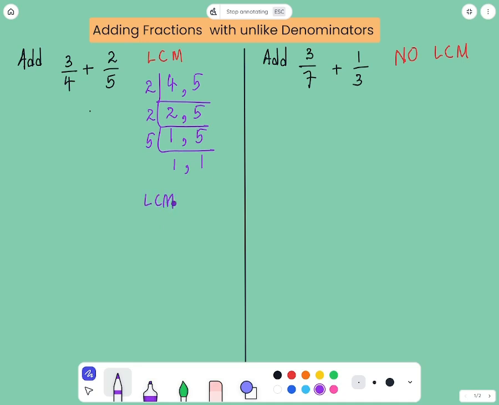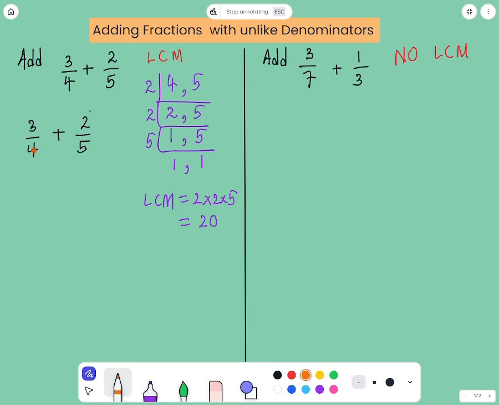Then LCM equals 2 times 2 times 5. 2 times 2, 4. 4 times 5, 20. So the common denominator is 20. So you have to change these denominators to 20. So I'm going to write the fractions again. 3 over 4 and 2 over 5.